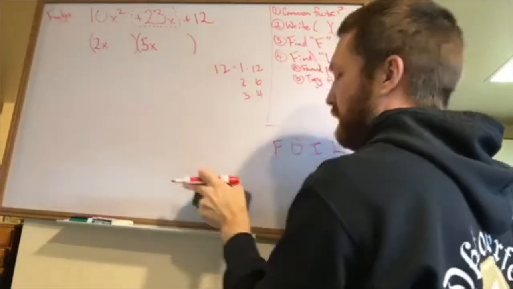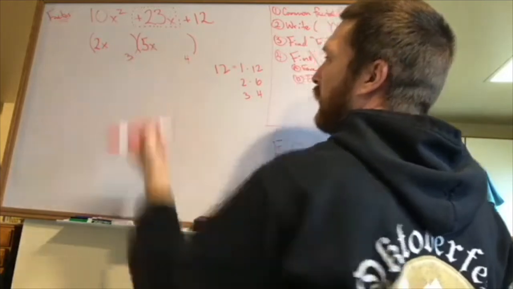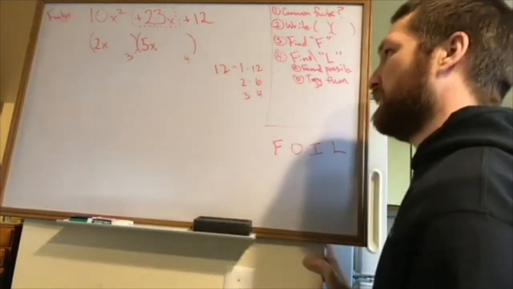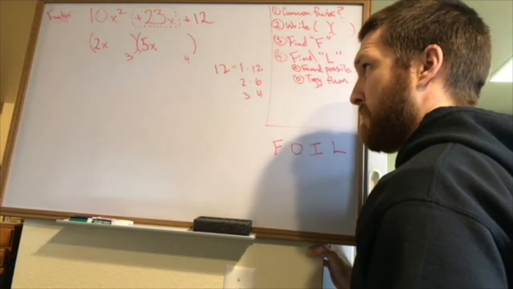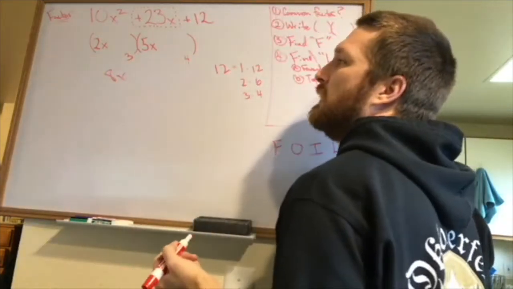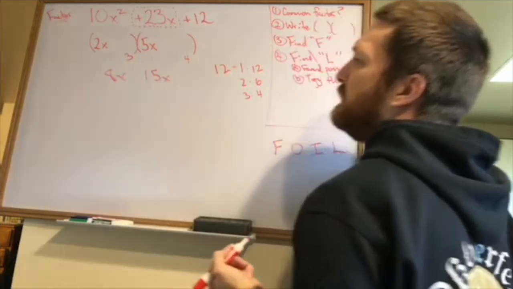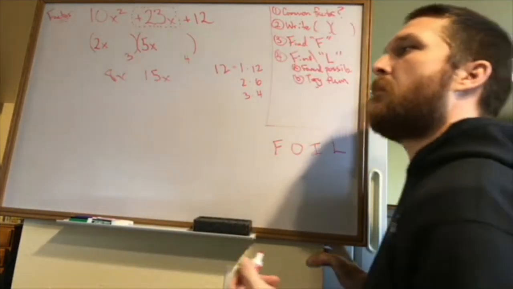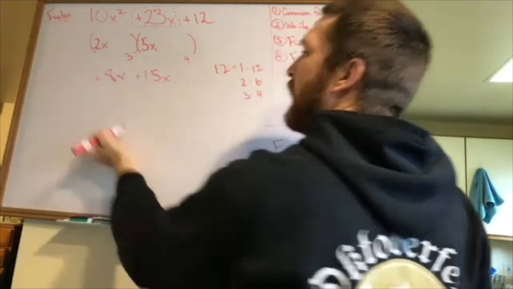Looks like 3 and 4. So let's try the 3 here, the 4 here. What do I get from my outer multiplication? 8x, and then my inner? 15x. Can I combine those to give me 23? Yes, with a plus and a plus.